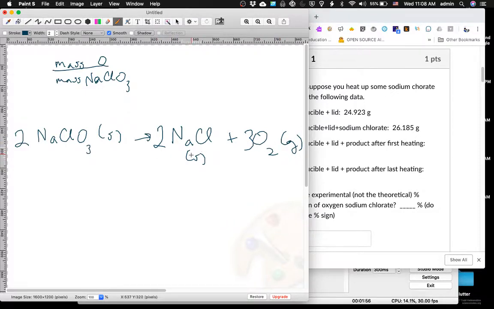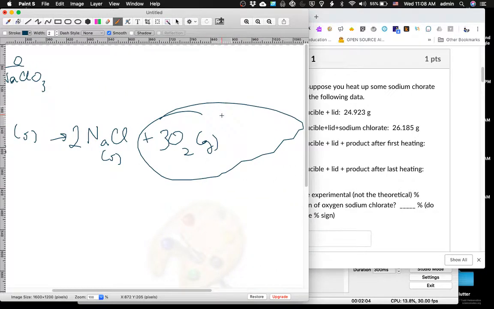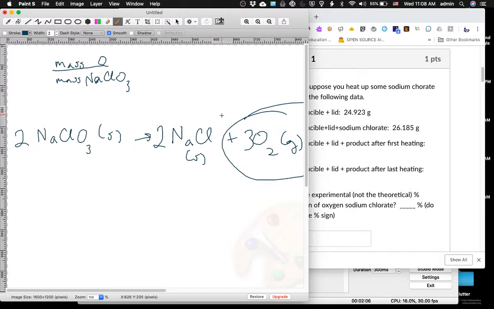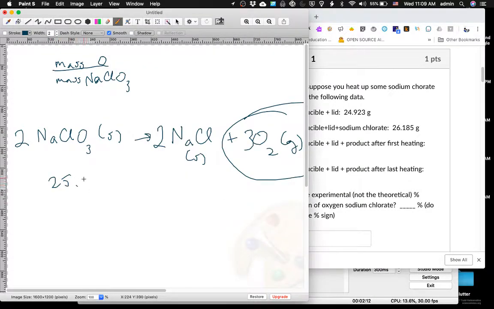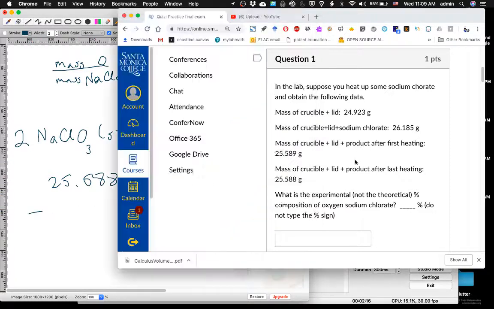So oxygen is the only thing that leaves, so that means the difference between that white stuff that you have at the end and the white stuff that you had at the beginning, if you subtract them, you're going to end up with the oxygen, which went away. Okay? So let's do that subtraction. Here it is. The last heating, 25.588 grams minus the sodium chlorate, which we had at the beginning, 26.185.